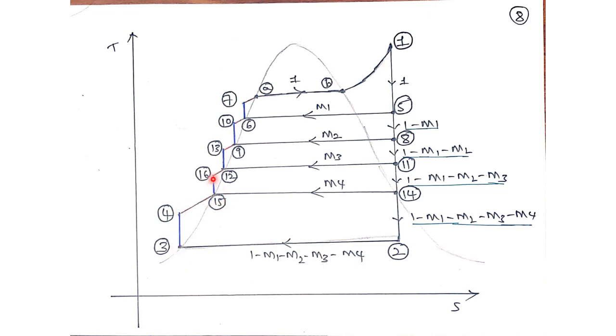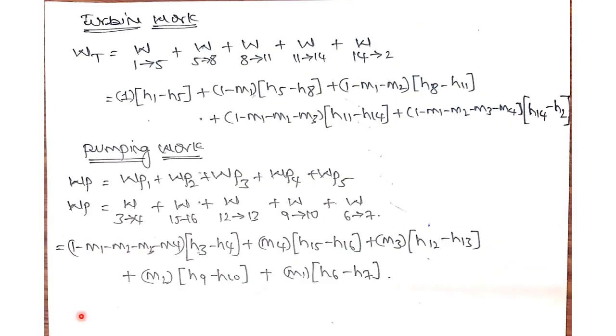Similarly for 15 to 16, pump number 2. Mass flow rate is how much? M4 is entering the state 15. So M4 into enthalpy difference, initial minus final for work. So it is H15 minus H16. So M4 into (H15 minus H16) will give you WP2. Similarly, M3 into (H12 minus H13) will give you WP3 and so on. The same thing is being written here. Okay, kindly note it down.